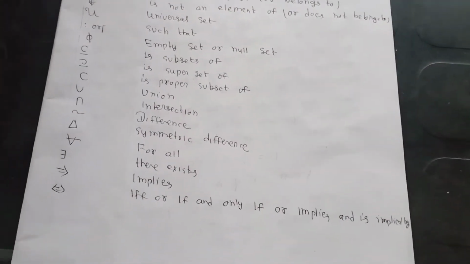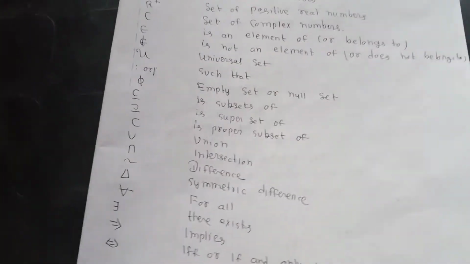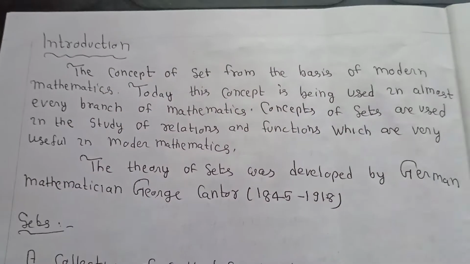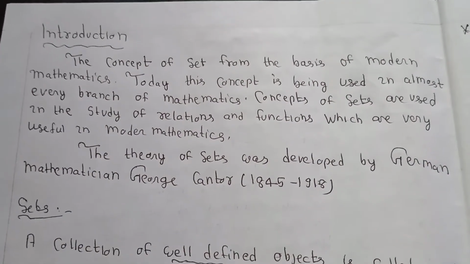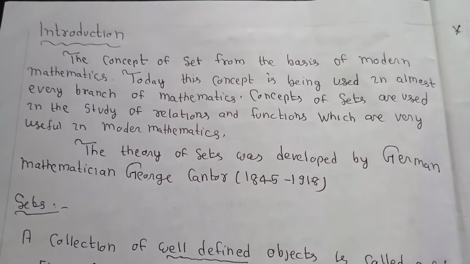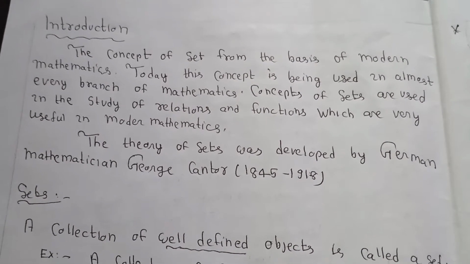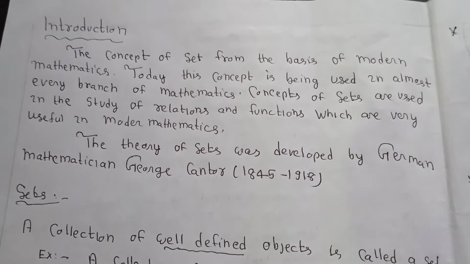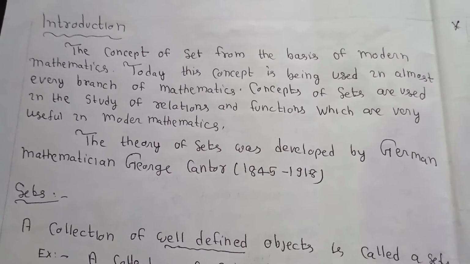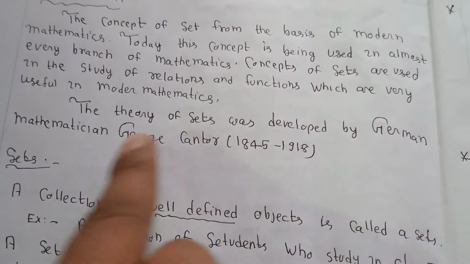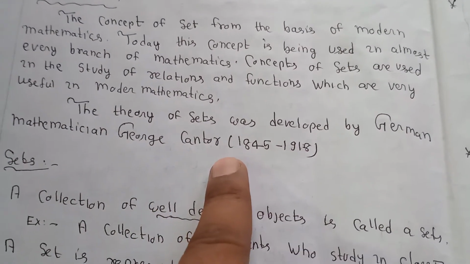These are some symbols of sets which are used in these chapters. Now, at first, the introduction of sets. The concept of sets forms the basis of modern mathematics. Today, this concept is being used in every branch of mathematics. The concept of sets is used in the study of relations and functions, which are very useful in modern mathematics. It is also used in probability. The theory of sets was developed by the German mathematician Georg Cantor.